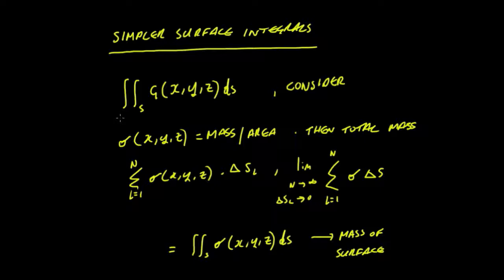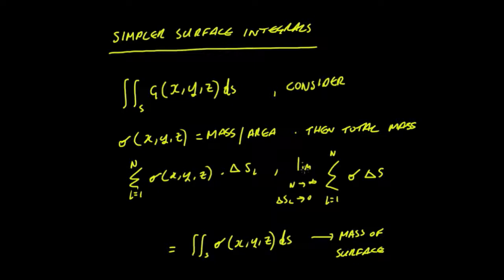So let's look at a simpler surface integral. Rather than looking at a vector function, we're going to look at a scalar function of x, y and z. Let's consider that we have mass per unit area given by sigma of x, y and z. So the mass per unit area is dependent on the position. Then we could find the total mass by multiplying the mass per unit area times the small unit area delta S L, and summing those from L equals 1 to n.